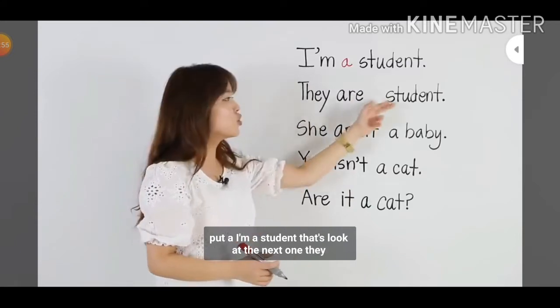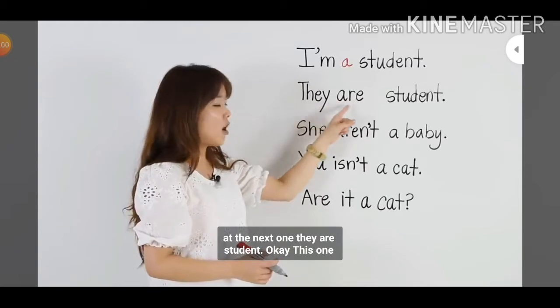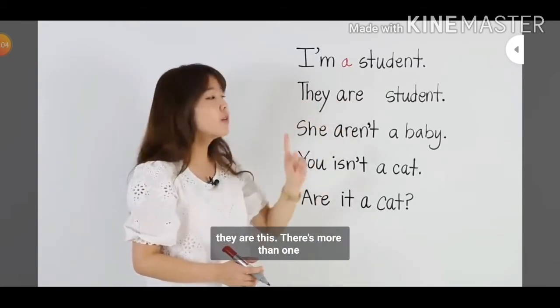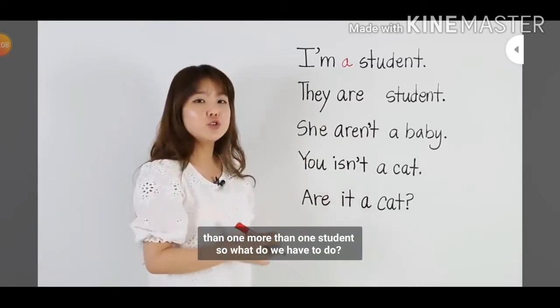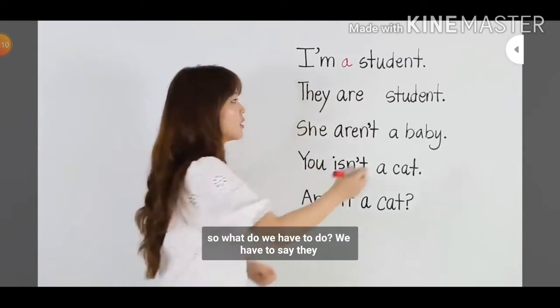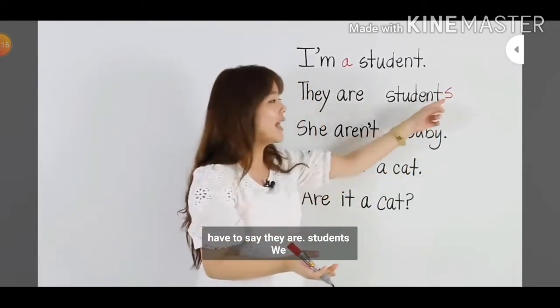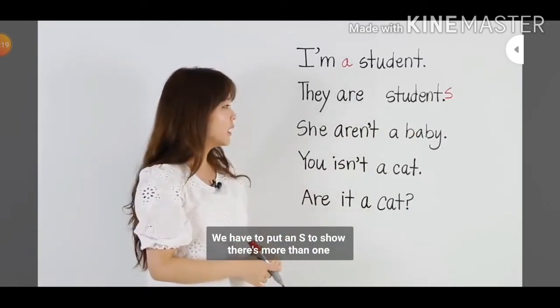Let's look at the next one. They are student. This one says they are. This means there's more than one student. So what do we have to do? We have to say they are students. We have to put an S to show there's more than one student.